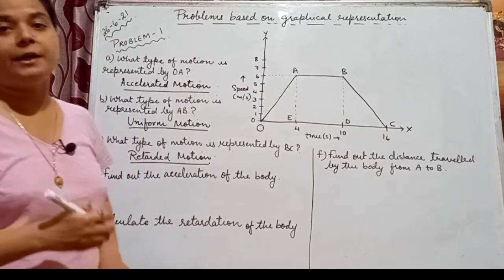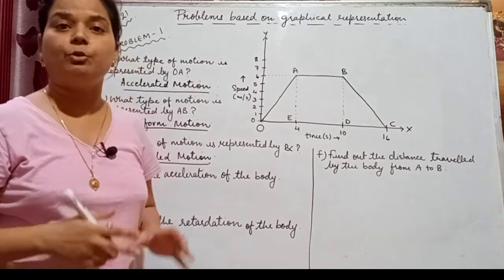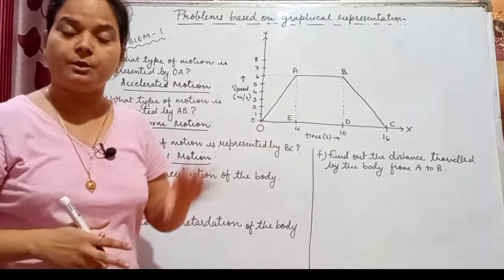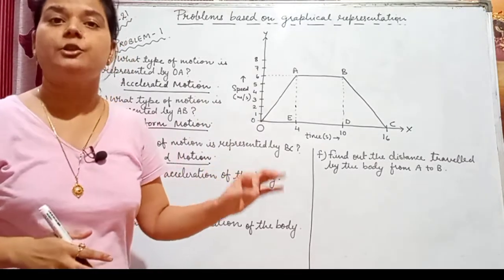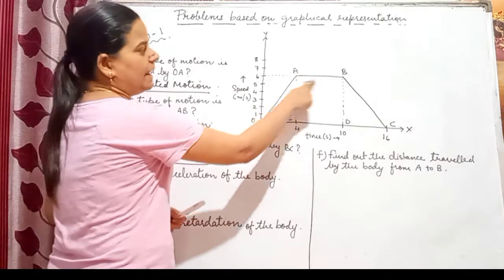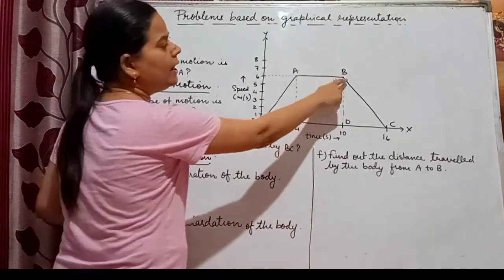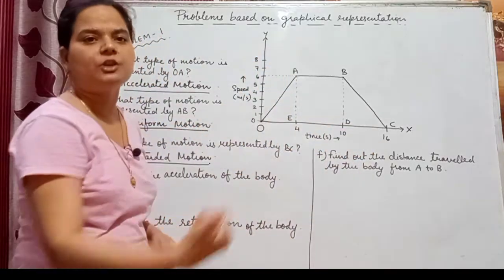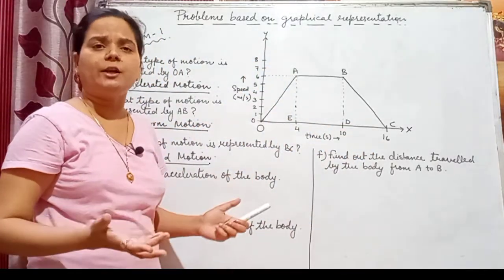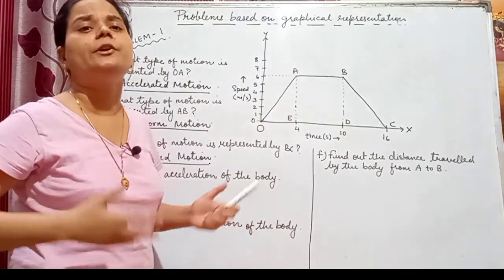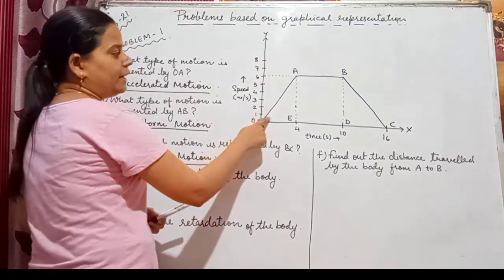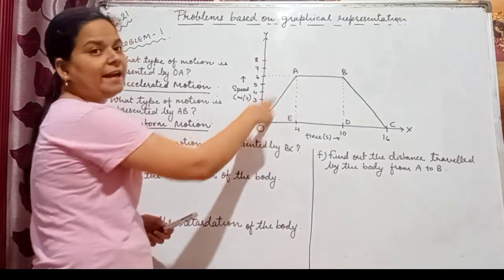In order to find out the acceleration, first of all we have to identify the part of the graph where acceleration is there. So you can see that in AB acceleration is 0. That means the body is not accelerated at all. In BC you can see that the speed is decreasing. That means still the body is not accelerated. It is actually retarded. So accelerated motion is represented by this OA graph only.